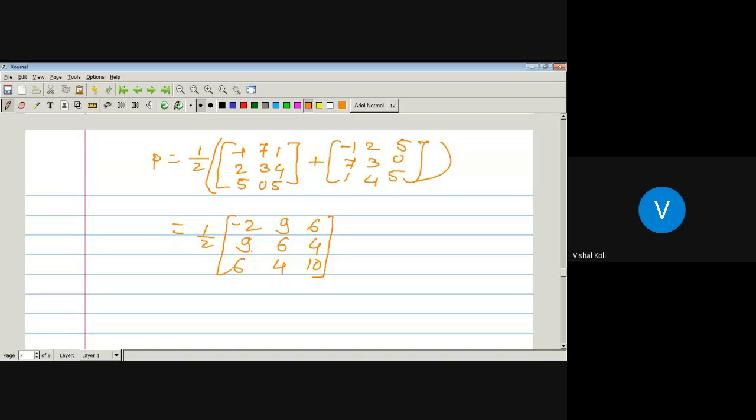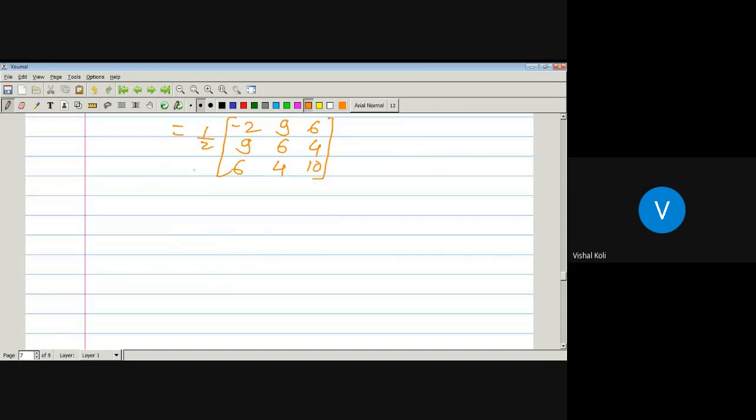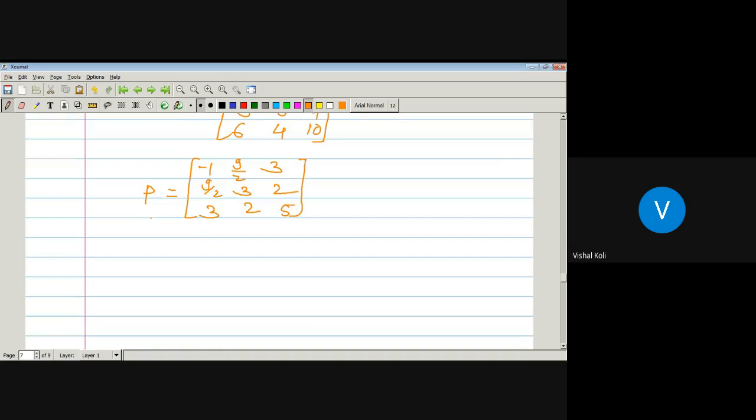Okay, so this will be 1 by 2 into this matrix, and we know how to multiply a matrix by a scalar: minus 2 divided by 2 is minus 1, 9 by 2, 6 divided by 2 is 3, 9 by 2, 6 divided by 2 is again 3, 4 divided by 2 is 2, 6 divided by 2 is 3, 4 divided by 2 is 2, and 10 divided by 2 is 5. Now by the definition of a symmetric matrix, as here P equals P transpose, which implies P is a symmetric matrix.